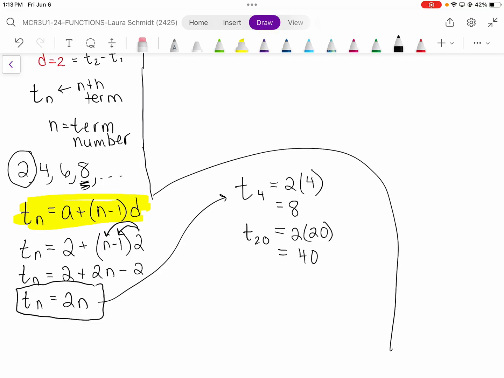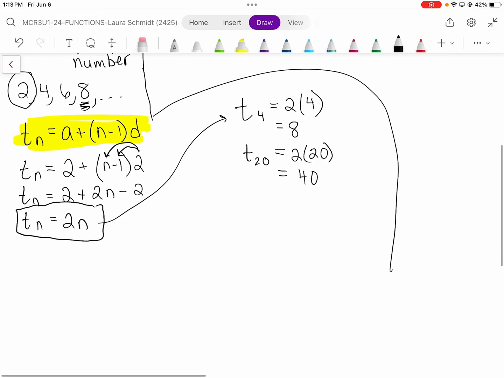What? Okay, wait, I got a good one. What if I gave you a term? What if I said like the nth term is 82, and you have to tell me like what term number is that? Divide it by 2? Yeah, probably. So let's just use our formula.